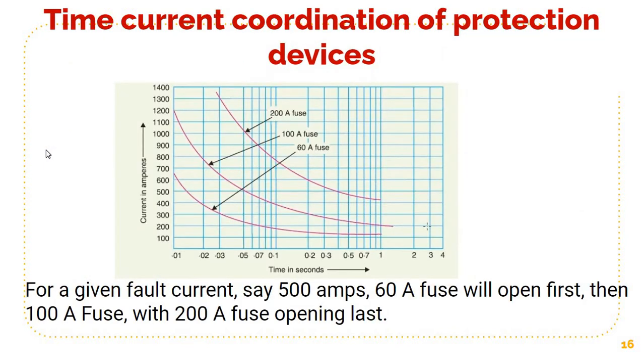So you can see here 3 inverse current characteristics are given for a 200 ampere fuse, 100 ampere fuse and 60 ampere fuse. And you can notice here for a current of 500 ampere, the 60 ampere fuse will open first, then the 100 ampere fuse, and then only the 200 ampere fuse will be opening. So this is an inverse current characteristic. So for a particular current, the lower ampere fuse will open first.